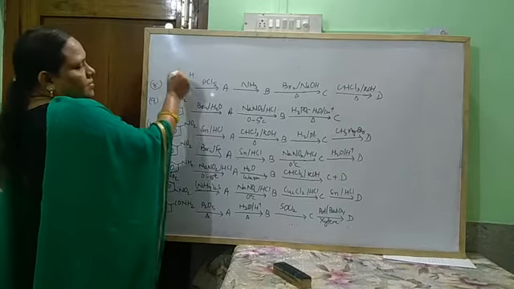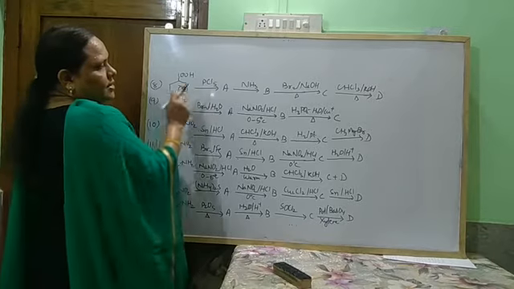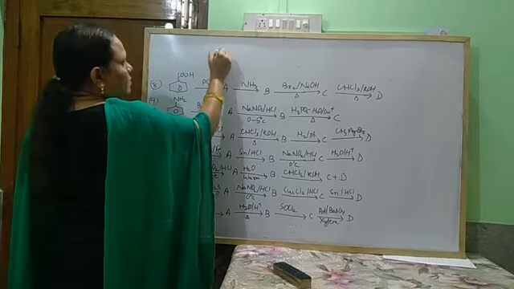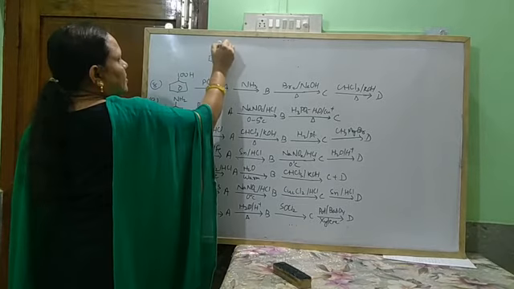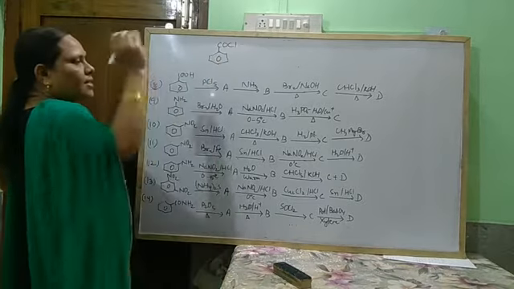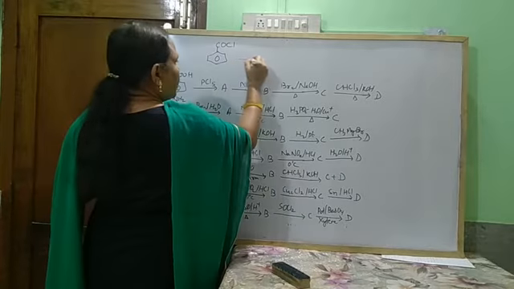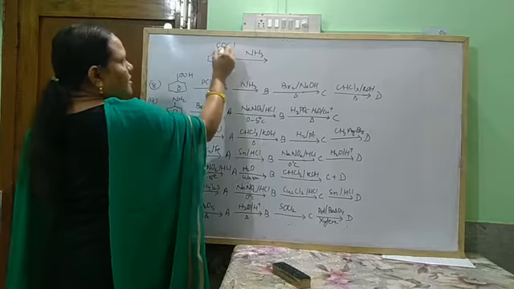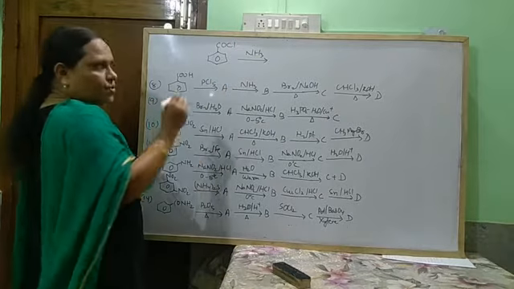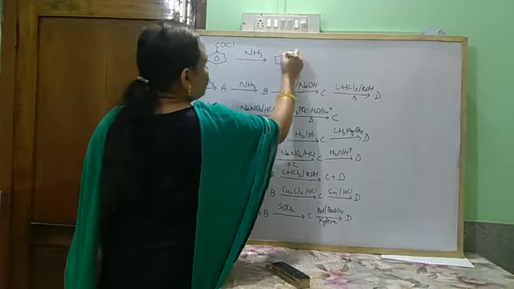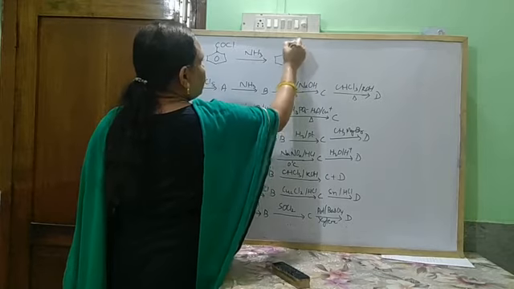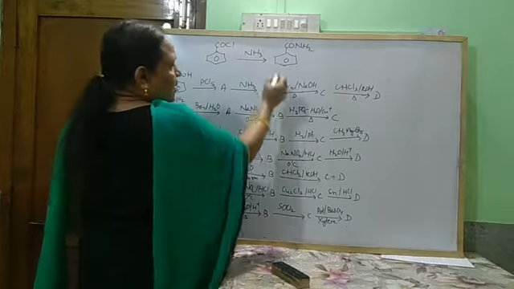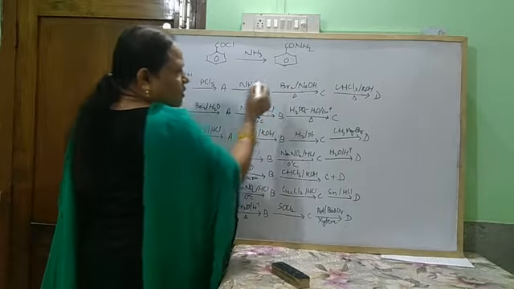So, this is benzoic acid. It reacts with phosphorus pentachloride. It forms benzoyl chloride, COCl. Then this is treated with ammonia. When this is treated with ammonia, Cl is replaced by NH2 group to form benzamide. So this is CONH2, an amide, then treated with bromine and sodium hydroxide.